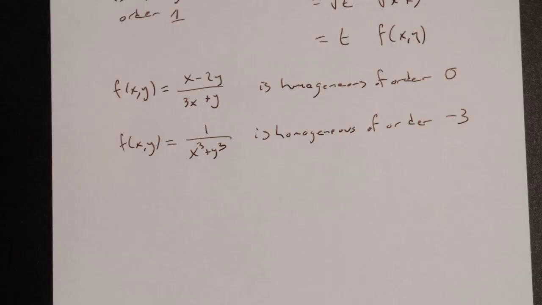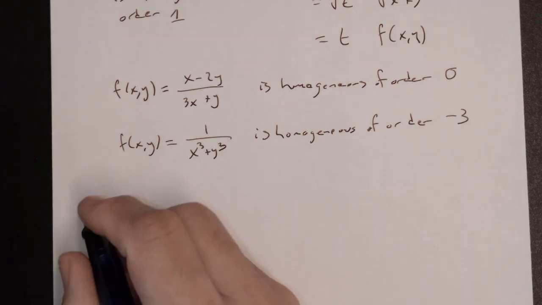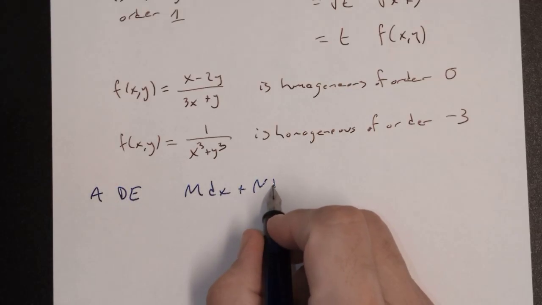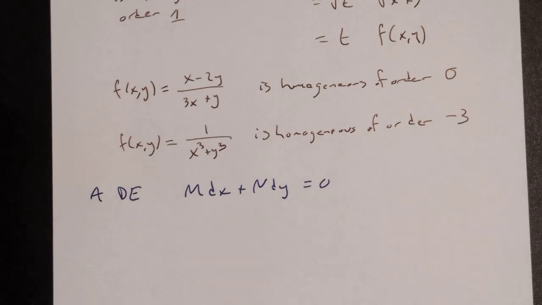A differential equation is homogeneous if the component functions are homogeneous. A differential equation, m dx plus n dy equals 0. Hey, wait a minute, that's the setup for exact, right? But if it isn't exact, I could be in trouble doing this. I might have to try and find an integrating factor. I might not be able to. Or I might get lucky and m and n are both homogeneous.